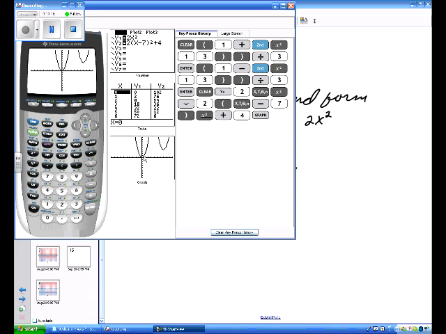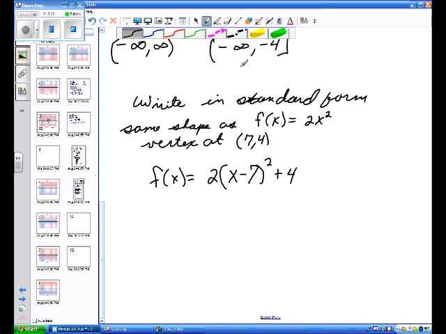So you can see from these that we've got the same shape. We've just moved our vertex over to 7, 4, which is what we were wanting to do. But the shape stayed the same. Okay, let's look at one more.